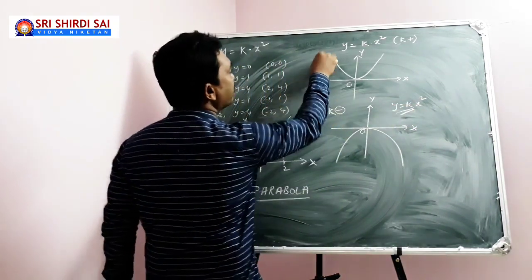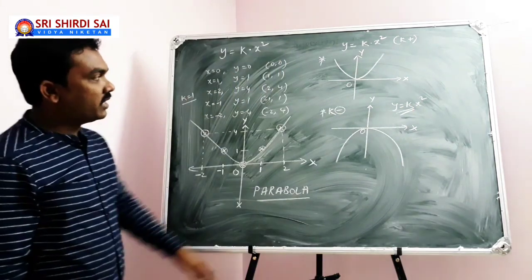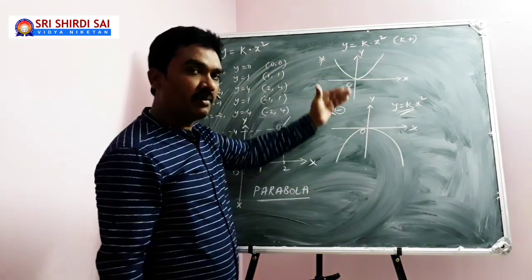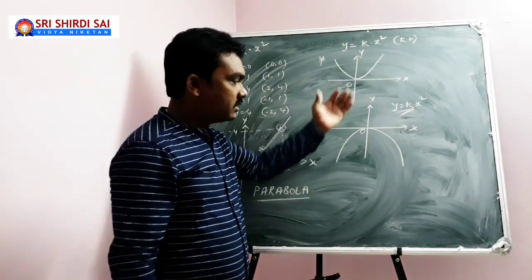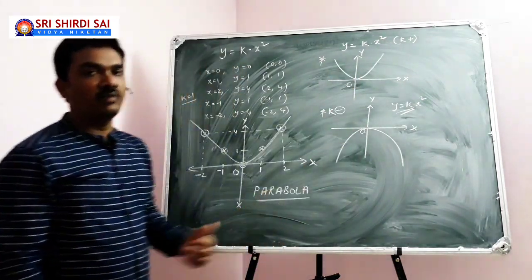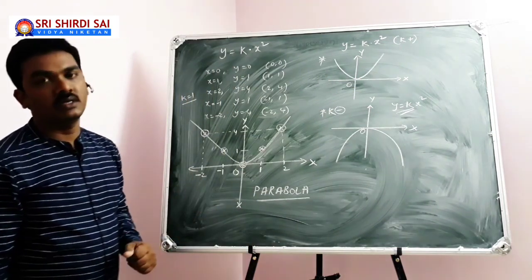Here k is a positive value. In both cases, the parabola is symmetric about the y-axis, but one is symmetric about the positive y-axis, the other about the negative y-axis. This is what you need to understand.